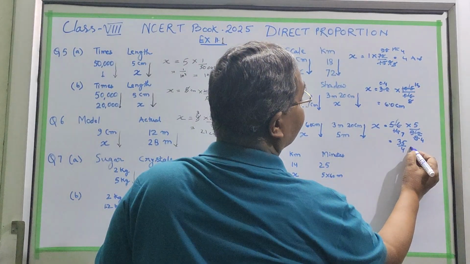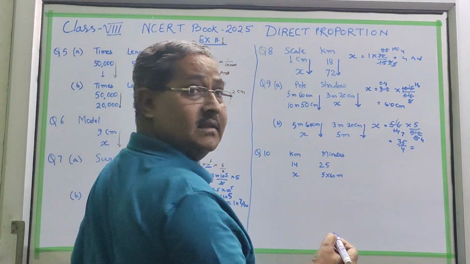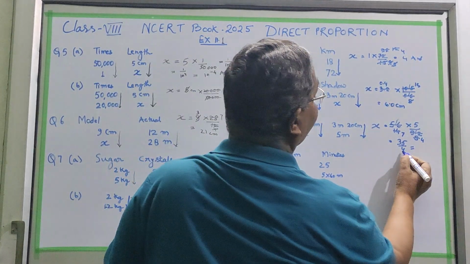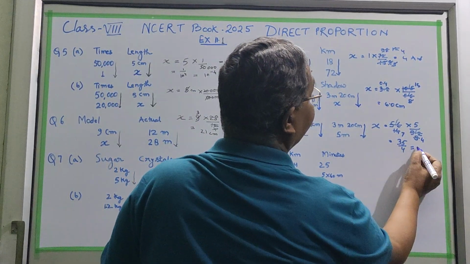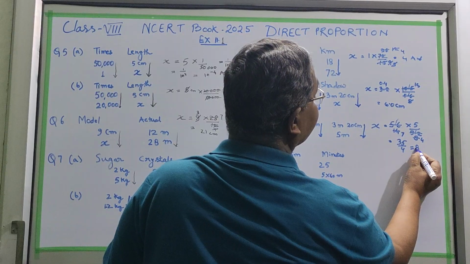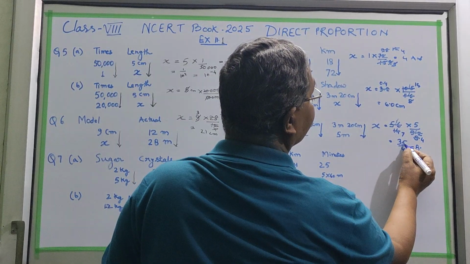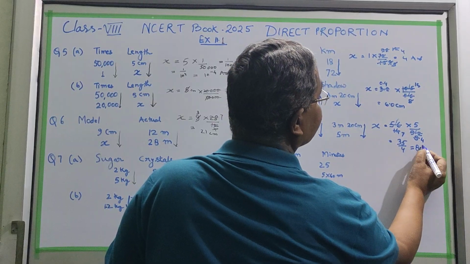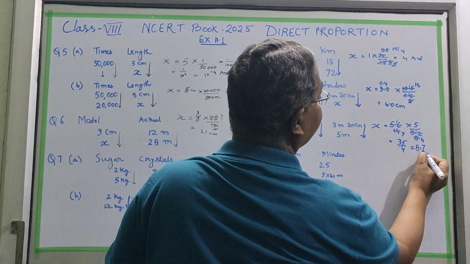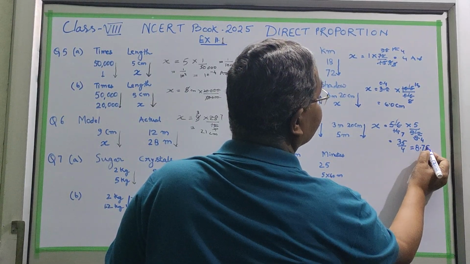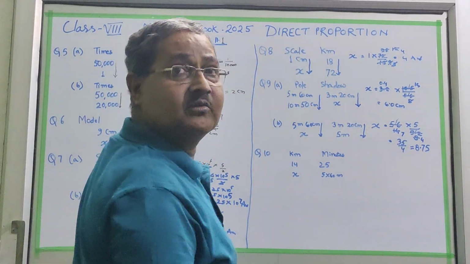Then 4 8s are 32, and then 3 means 30, 4 7s are 28, 2 20. Your answer will be this one.